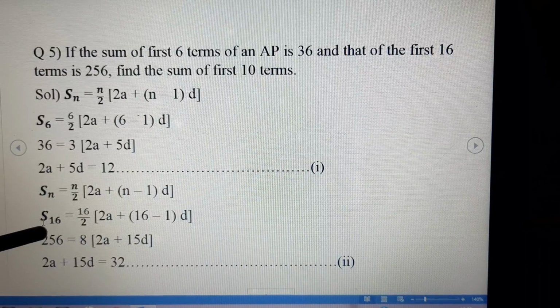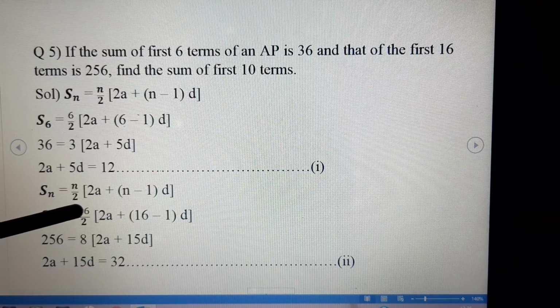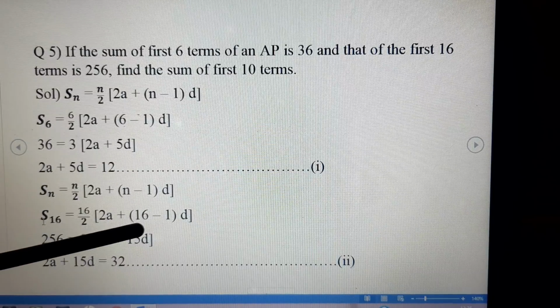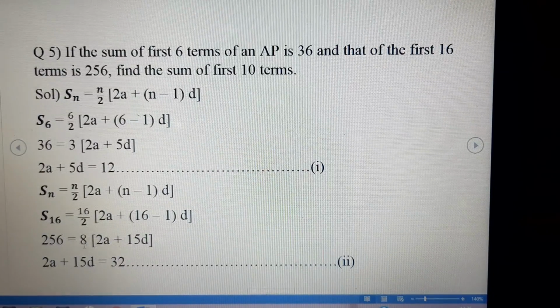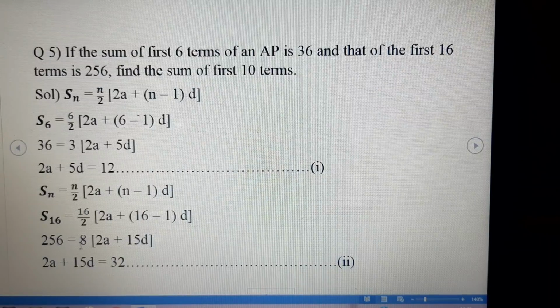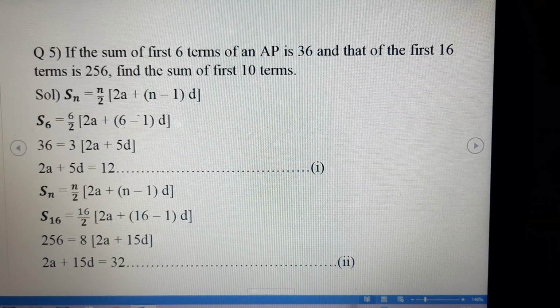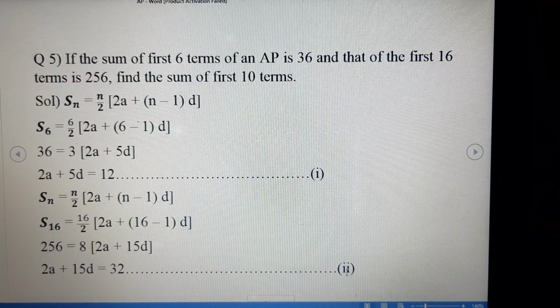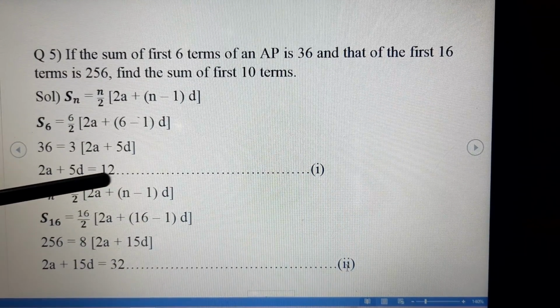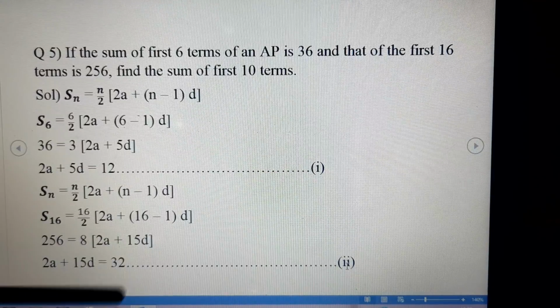Likewise, S16 will be equal to, number of terms are 16, 16 upon 2, 2a plus 16 minus 1 into d. We will solve it. 256 divided by 8 becomes 32. 2a plus 15d is equal to 32. Again, we have got two linear equations: 2a plus 5d is equal to 12, and 2a plus 15d is equal to 32.